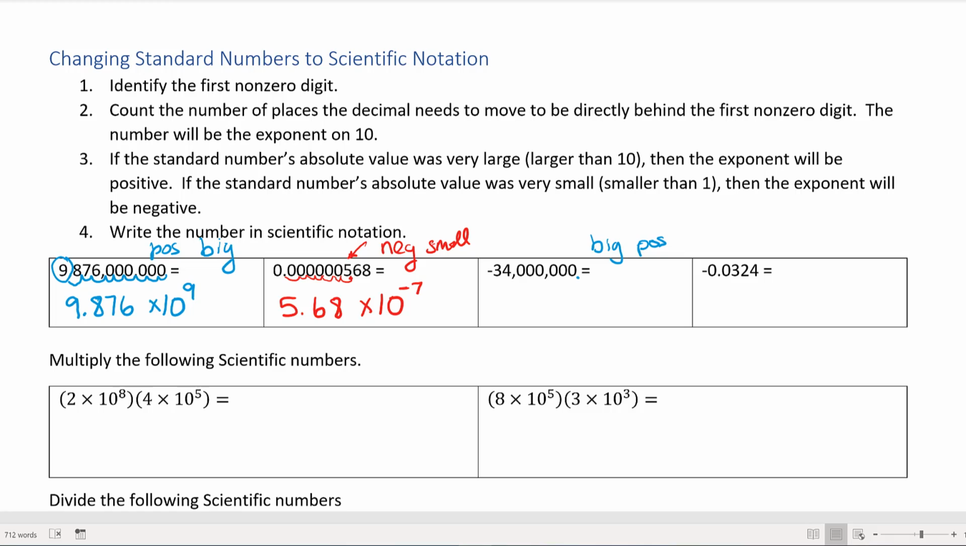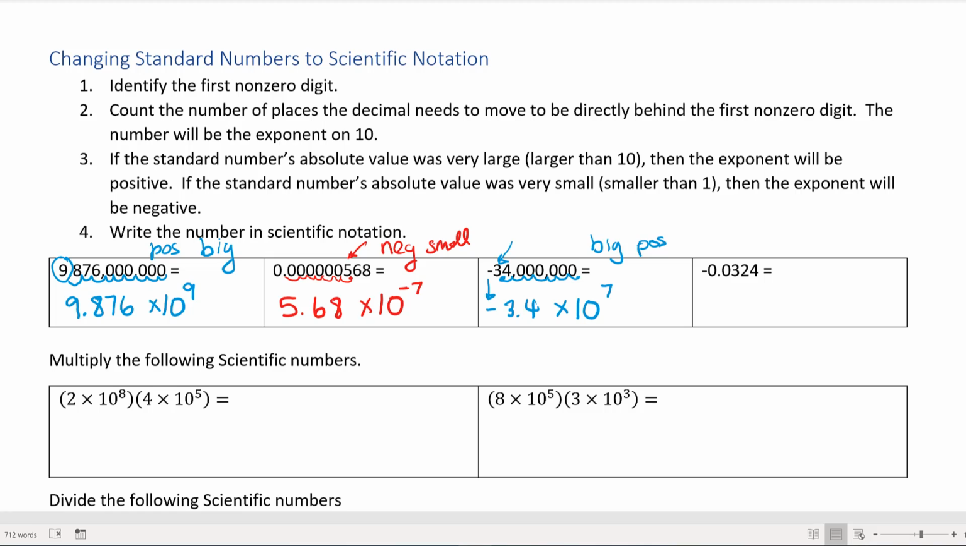So my decimal is right there at the end of all those zeros, and I want to move my decimal to between the 3 and the 4 because 3 is our first non-zero digit. So I'm going to count how many decimal places it needs to move. 1, 2, 3, 4, 5, 6, 7. So we have negative 3.4. Notice the negative just stays, okay? Times 10 to the, I counted 7 places, and because it's a big number, it's going to be a positive 7.